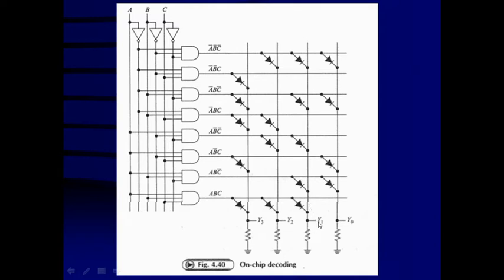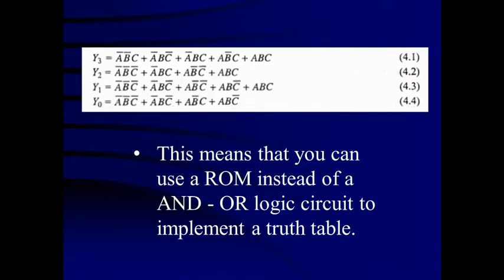Similarly, you will get Y1 equal to A bar, B bar, C bar, or A bar, B, C bar, or A, B bar, C bar, or AB, C bar, or ABC. And for Y0, you will get these fundamental products: A bar, B bar, C bar, or A bar, B, C bar, or A, B bar, C, or AB, C bar. That is nothing but the sum of product equation for Y0.